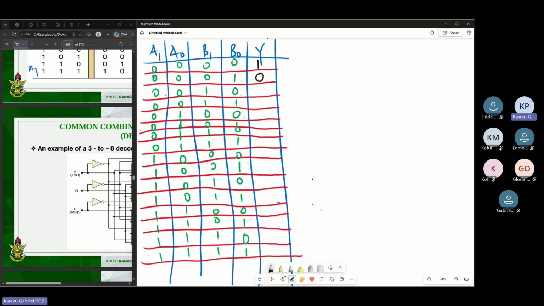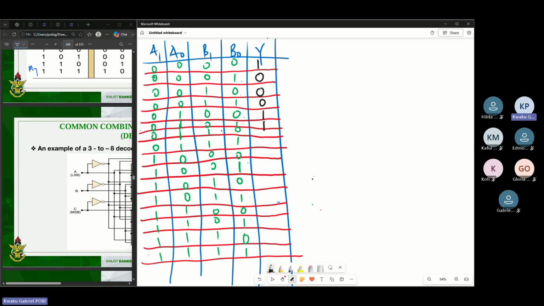Then here too, I have 0, 0 comparing with 1, 0, which is 2. So 0 is less than 2, so the output is 0. Here I have 0, 0 comparing with 3, which is 1, 1 here. So the output is also a 0. I have 0, 1 comparing with 0 here. The output should be 1. I have 0, 1 comparing with another 0, 1. So the output should be a high.